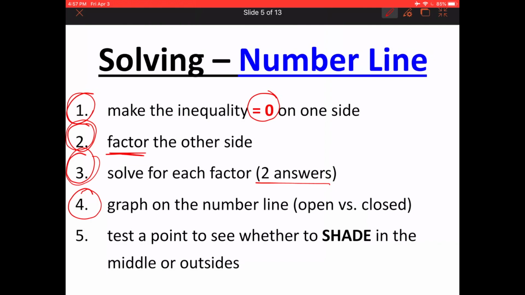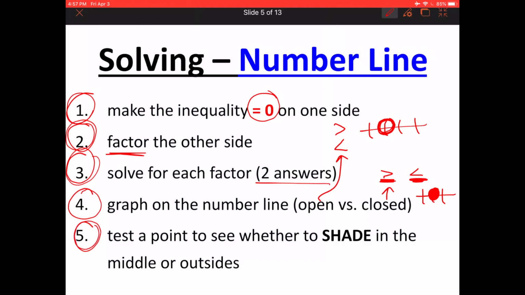Now, open versus closed. If we have the inequalities greater than or less than, then on the number line, we graph an open circle. If we have the inequalities greater than or equal to or less than or equal to, then on the number line, we graph a closed circle. Okay? So just keep that in mind. If there's that extra line underneath, we take the extra step to shade in that circle.